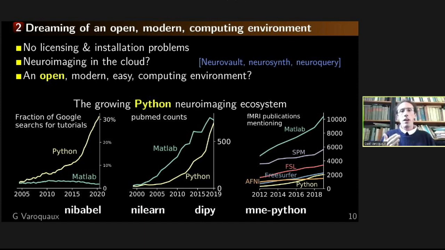The growing Python neuroimaging ecosystem is providing this tool. Python is a popular language, as the Google search shows. It's also more and more popular for medical research, biomedical research, as the PubMed counts show. Historically, neuroimaging has been driven by MATLAB and proprietary tools like SPM. However, as you can see on this graph, Python is increasingly used due to open tools such as NiBabel, NiLearn, DiPy, or MNE-Python.